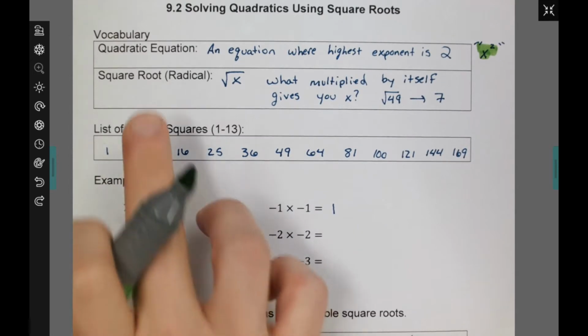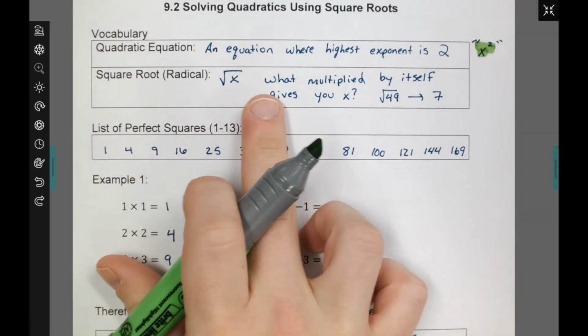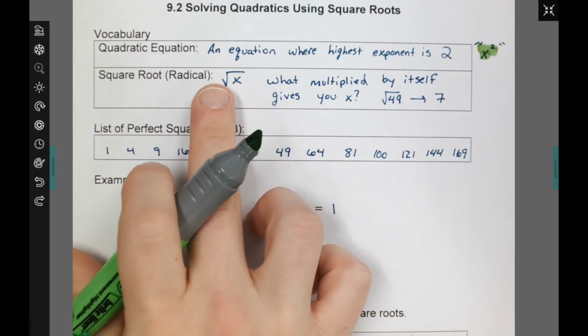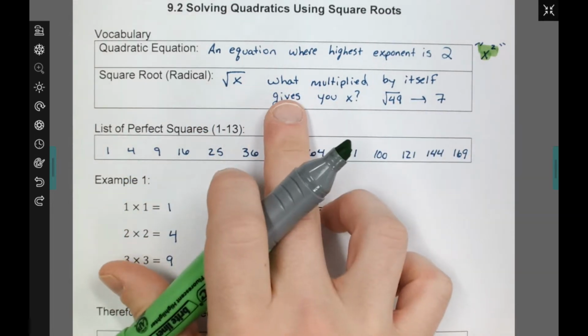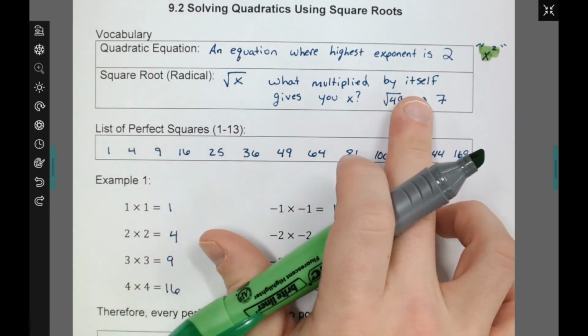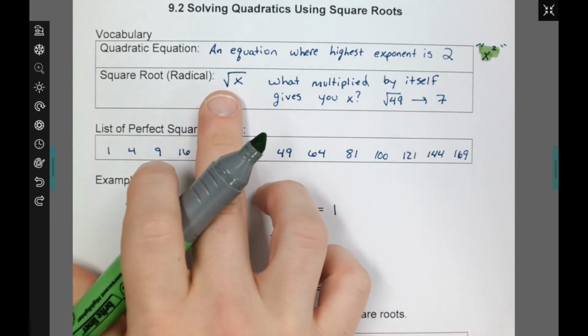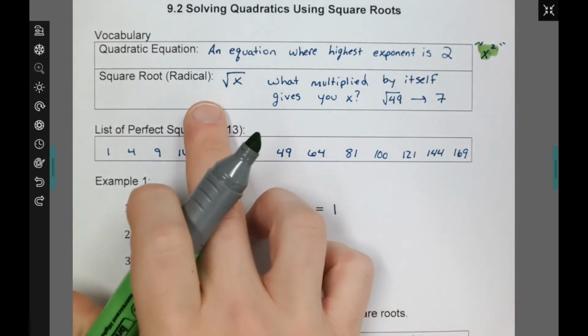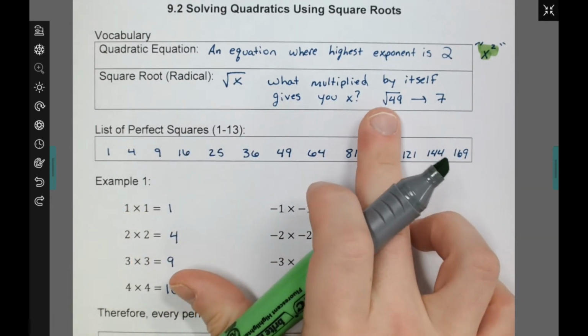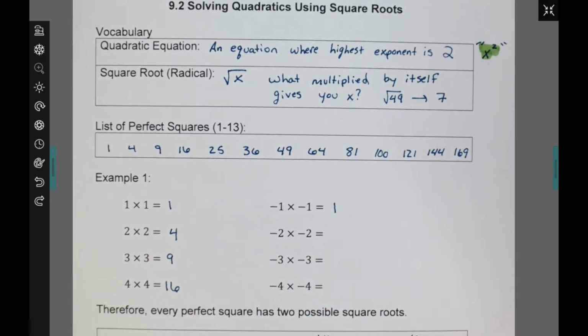So we need to know what a square root is. Square root is when you have this symbol right here, the radical. We're taking the square root of x. We're asking ourselves what number multiplied by itself will give you that value. And it could be any number we're dealing with, or letter for that matter. An example here would be square root of 49. As soon as you see that, you're asking yourself what times itself gives me 49. In this case, it happens to be 7.